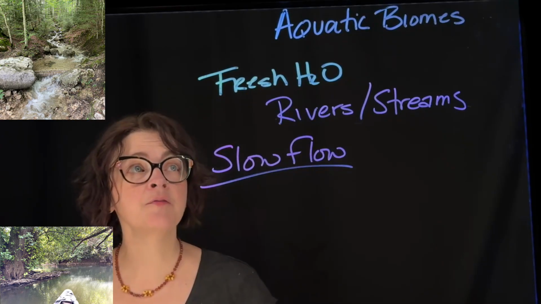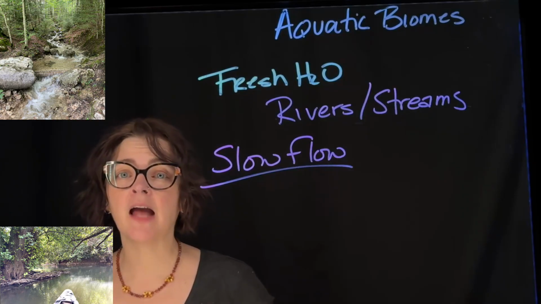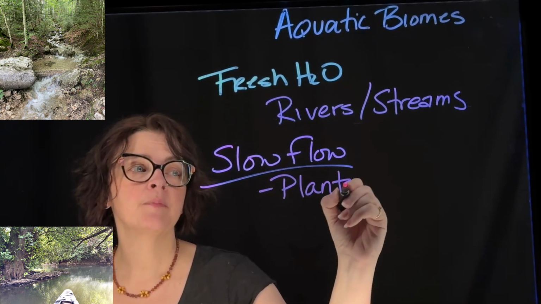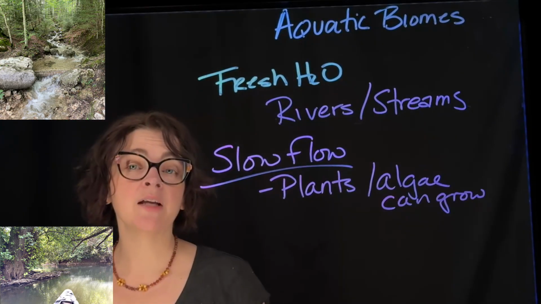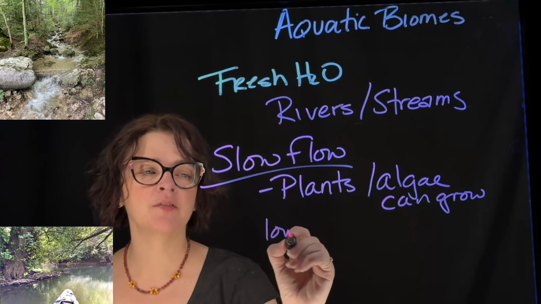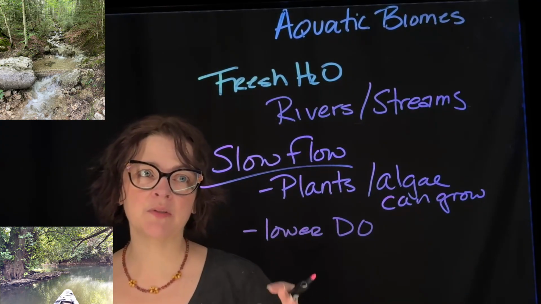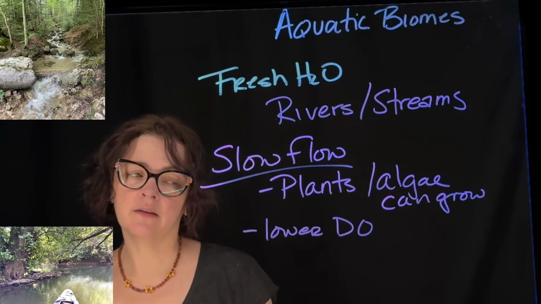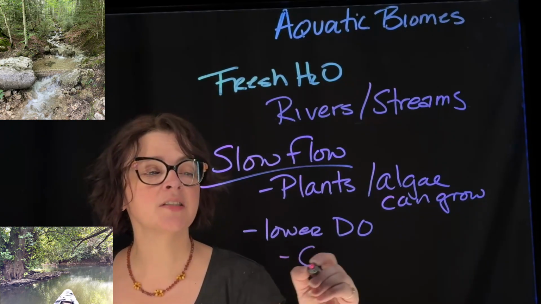Now looking at slow-flowing areas of rivers and streams, because the water is not moving very fast, that allows for plants to take root. So in this area, we will have plants and algae, which are going to be providing the nutrients in this area. Because we don't have the rapids and the aeration, we're going to have a lower dissolved oxygen. So things like trout and salmon might not necessarily be able to live in a slow-flowing area of the river. It's going to support organisms that have a higher tolerance to lower dissolved oxygen, such as catfish.